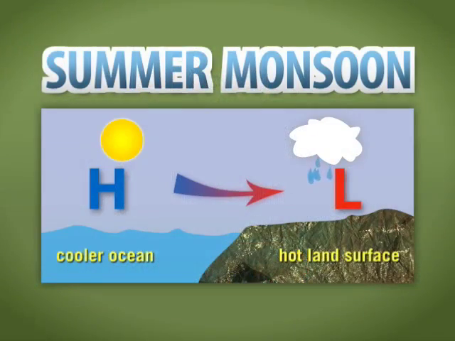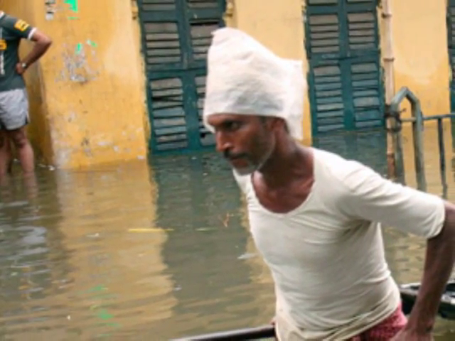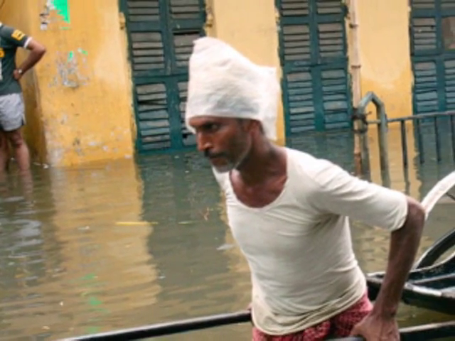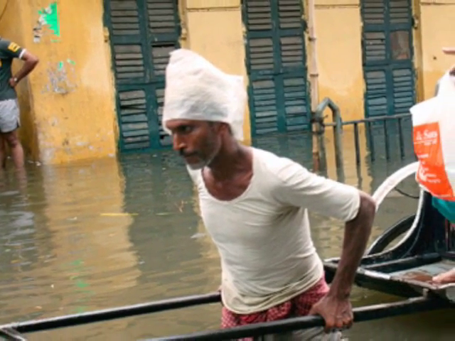Remember that wind always blows from high pressure to low pressure. As a result, during the summer, the winds blow from sea to land. The moist air blowing from the sea, in combination with the rising air over Asia, creates intense rainfall during the wet monsoon season, typically experienced in India from June to September.